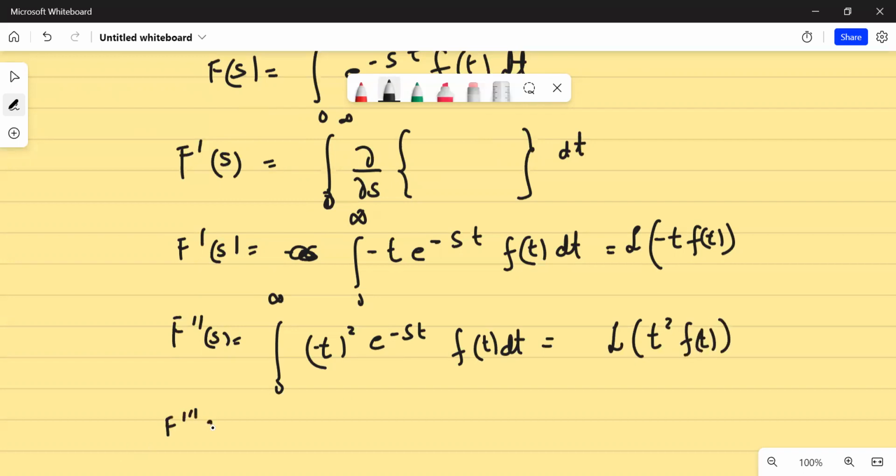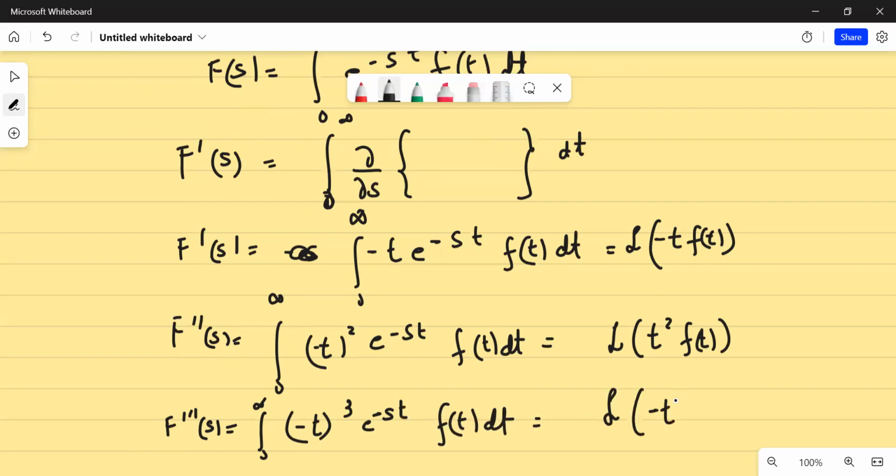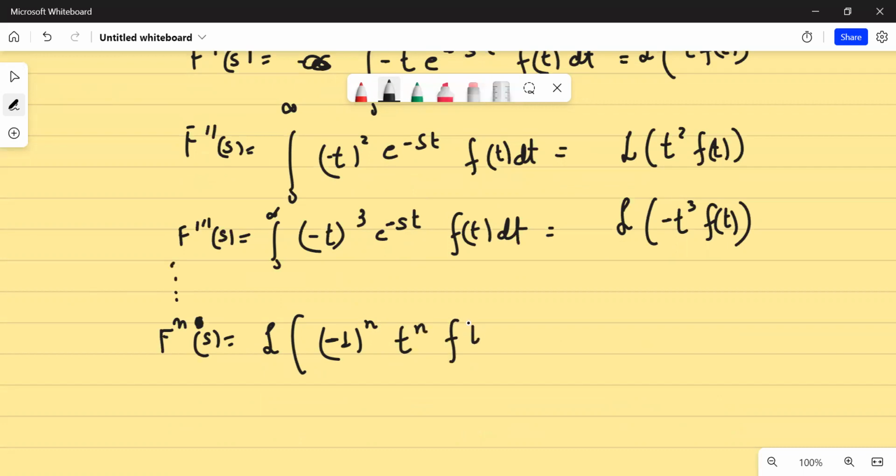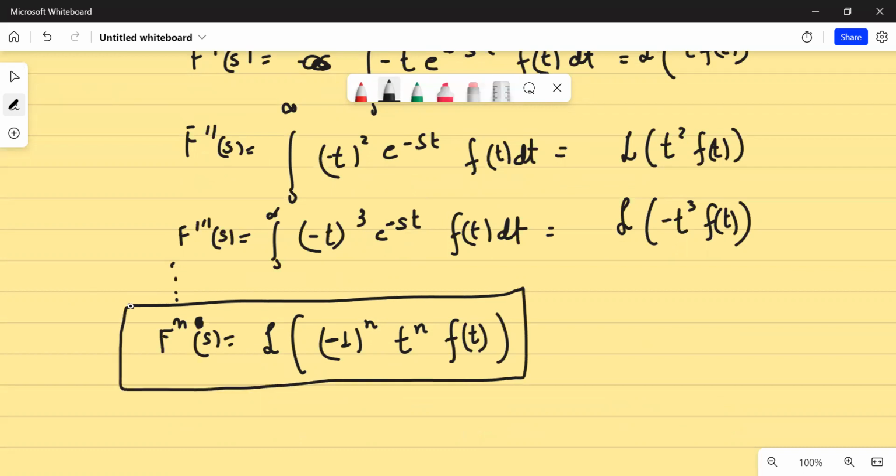If you differentiate 3 times with respect to s, it would be minus t cubed e raised to the power minus st f(t) dt. This is equivalent to writing the Laplace transform of minus t cubed f(t). Is that fine? And if you want to write the nth derivative of a Laplace transform, this is equal to the Laplace transform of minus 1 raised to the power n t raised to the power n f(t), which you can prove inductively. Always remember. Is that clear or not clear?